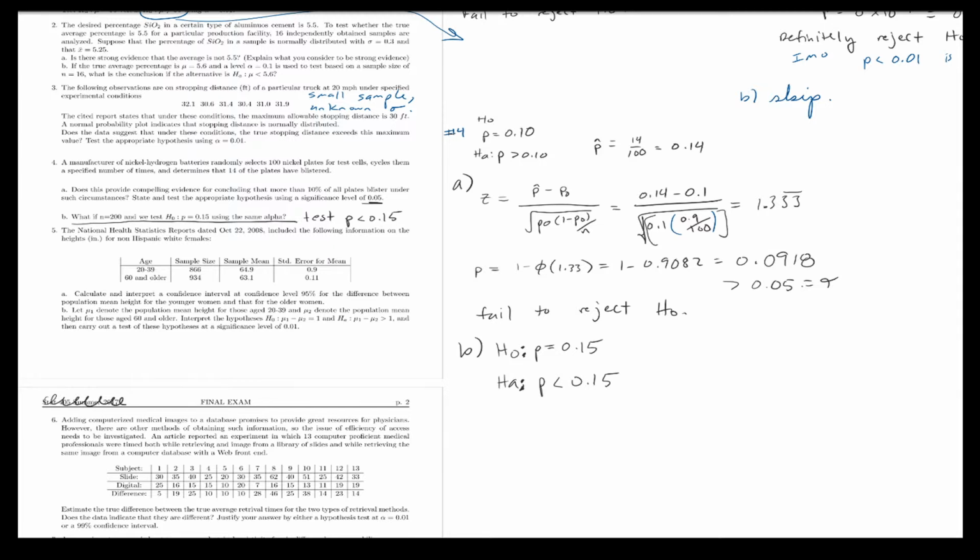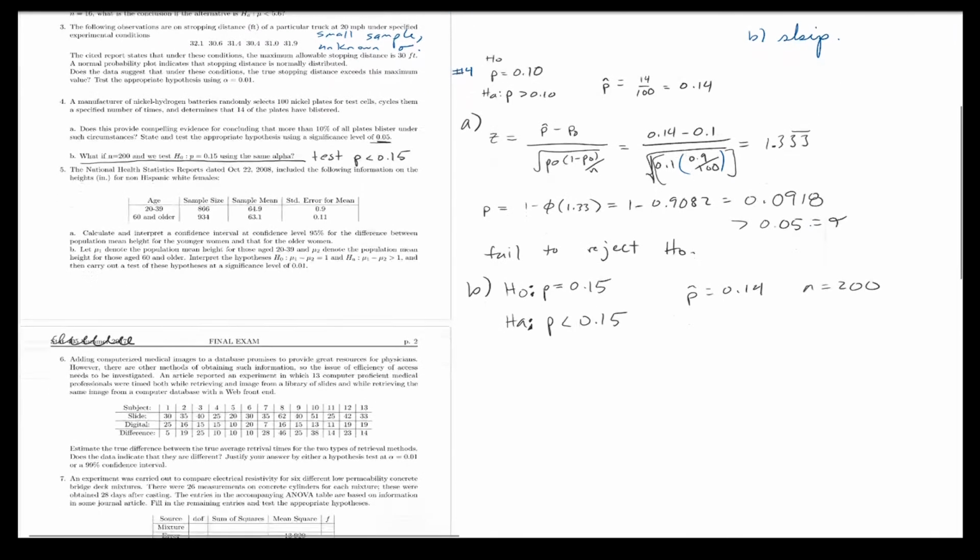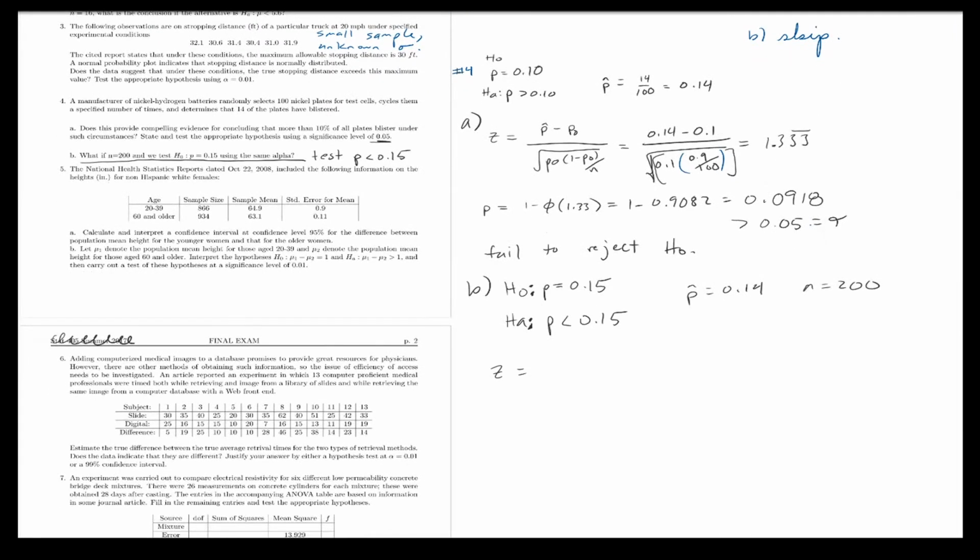Okay, so now we've got a sample p hat, which is 0.14, and it turns out to be less than the supposedly true value. We want to test if it's significantly less. So n now is 200. So our z statistic is going to be 0.14 minus 0.15 over the square root of 0.15 times 0.85 over 200.